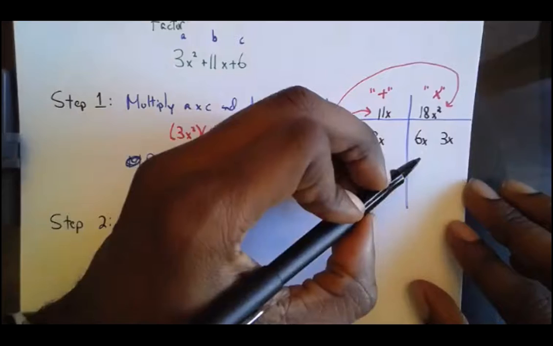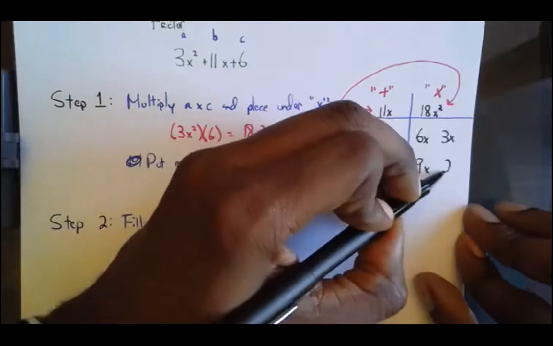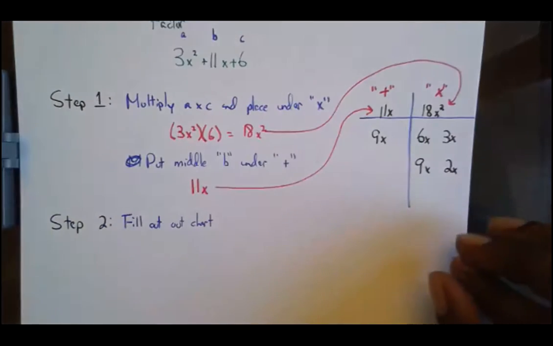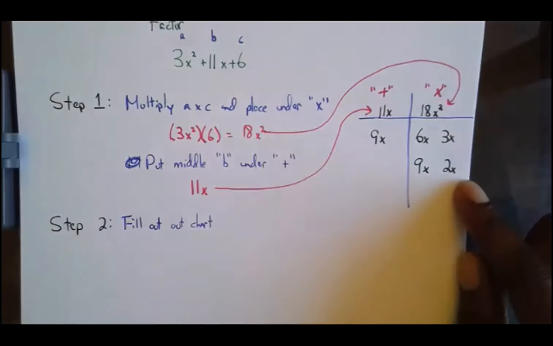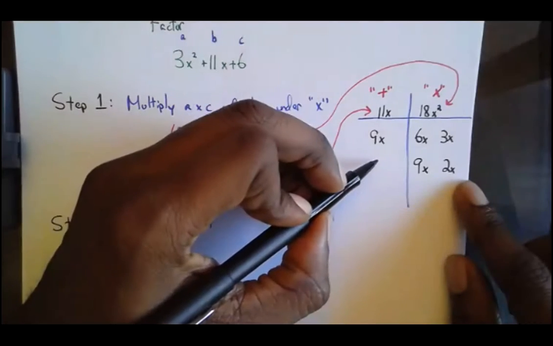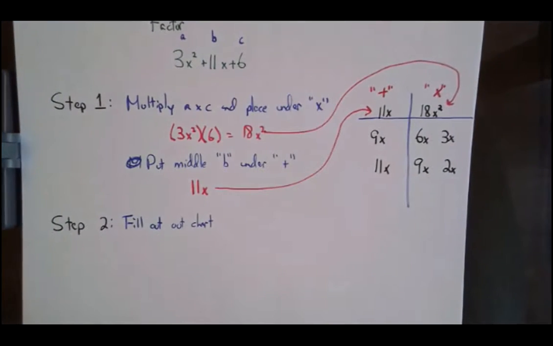Very good. You mean 9 and 2, right, Jennifer? And then when I add these numbers, what do I get? 11x. Good, so we found it. So we're at step 3. That's it for step 2. We already know how to do step 2.